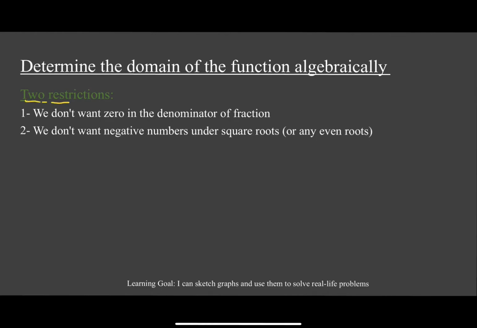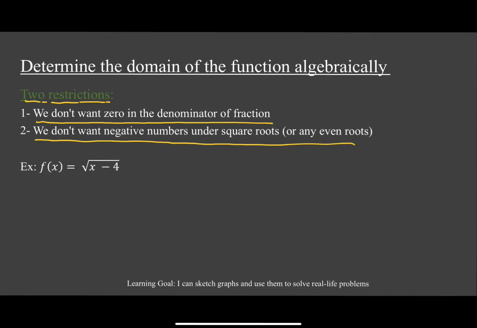So there are two restrictions. Our first is that we don't want input values that are going to cause a 0 in the denominator of a fraction. That would cause us to be dividing by 0, which is illegal in mathematics. And the second domain restriction is we don't want to have any input values that are going to give us negative numbers under square roots or any other even roots like a fourth root or a sixth root. And the reason for this is for now we're sticking only with real numbers, and so we cannot have negative numbers under square roots.